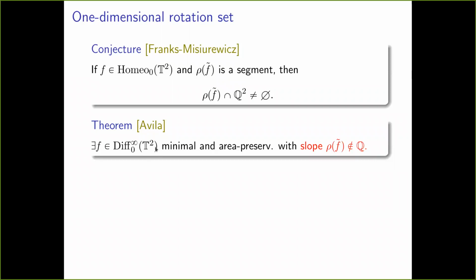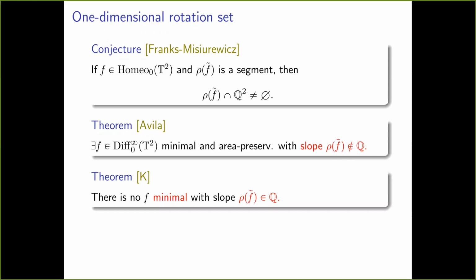Okay, so he provided a counterexample to the conjecture because, as I said before, if you have something which is minimal, the rotation set cannot contain rational points. So if it's minimal, it eliminates this possibility. So he provided a counterexample to the conjecture in the case of irrational slope. And the rational slope case continues to be open. And we expect that the conjecture should be true in the case of rational slope.